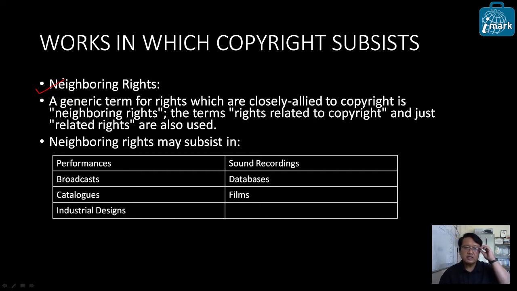So where is neighboring rights applicable? Neighboring rights is applicable in performance, in sound recording, in broadcasting, in databases, in catalogs, in films, in industrial designs. This is where neighboring rights are applicable. It is not exactly copyright because the copyright still belongs to the author.